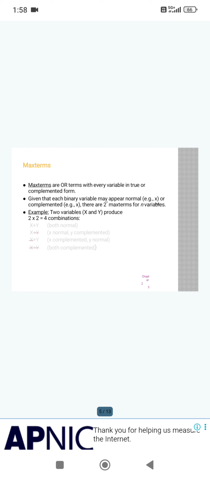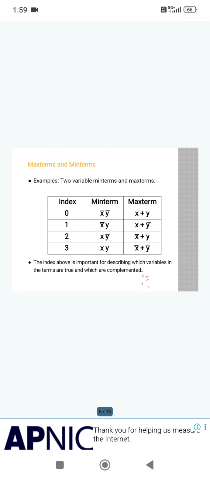Okay, in this stage both are in normal stage. X plus y bar means x is in normal and y is in complement, and x bar plus y means x is in complement and y is in normal. X bar plus y bar means both are in complement. So this is the form of maxterm.